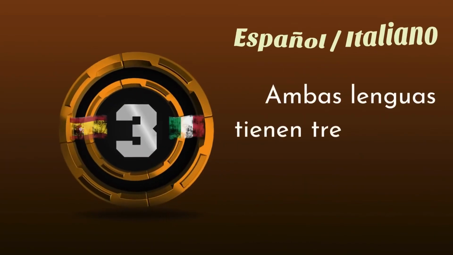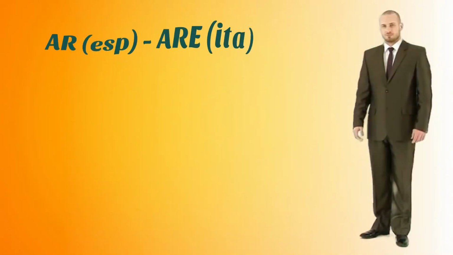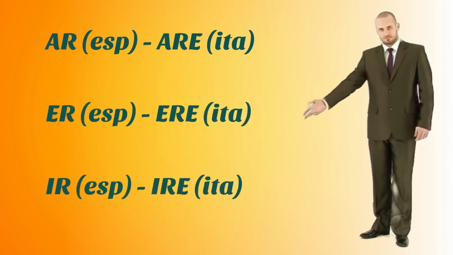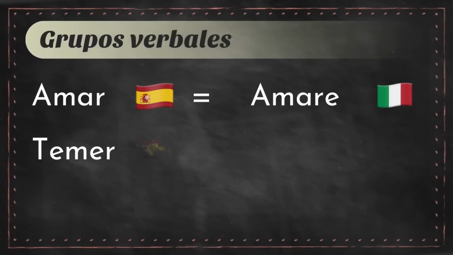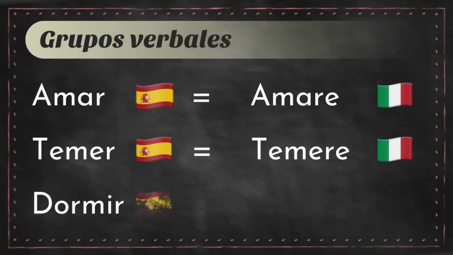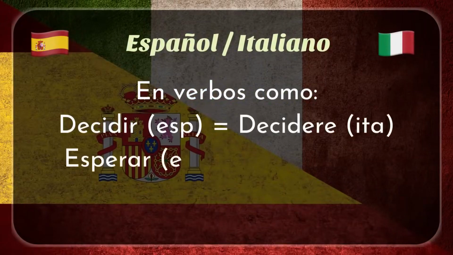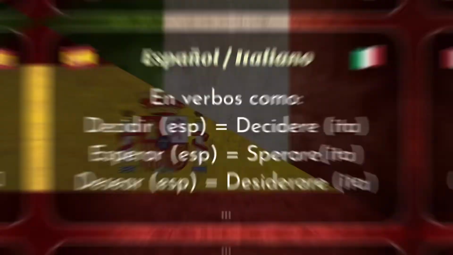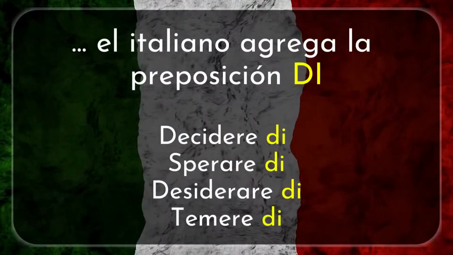Both languages have 3 groups of regular verb conjugations, those ending in ar, er, and ir. For example, to love, to fear, to sleep. And verbs like to decide, to wait, to wish, and those that express doubt or fear, Italian adds the preposition di.